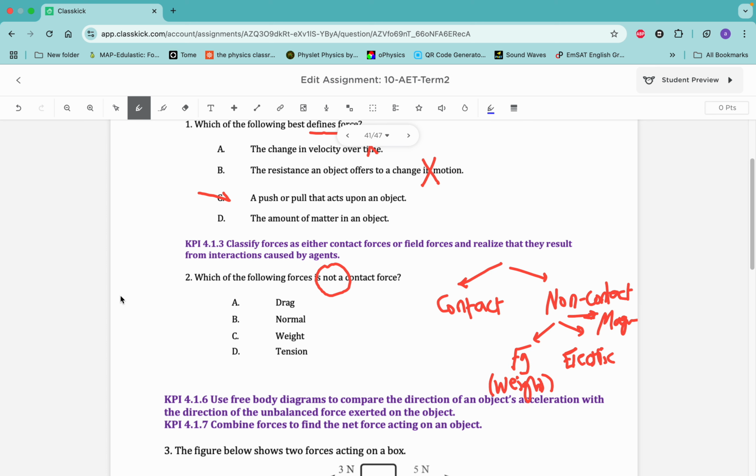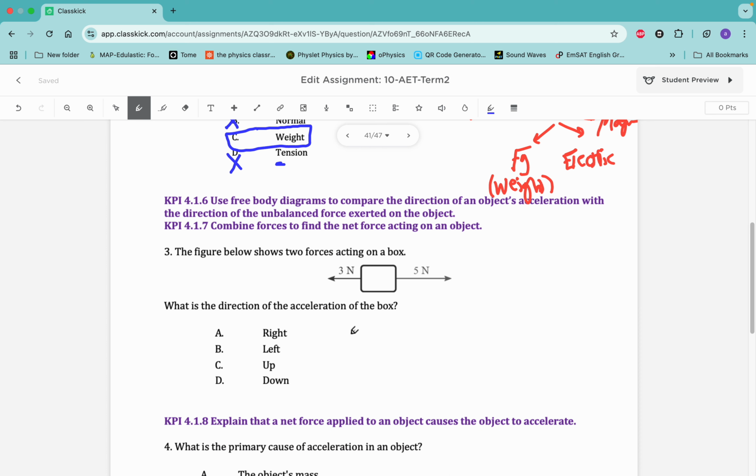So going here, drag force is a contact force. Normal force is a contact force. Tension force is a type of force exerted by a rope, so it's a contact force. So the only one that is considered non-contact is the weight, or the gravitational force.